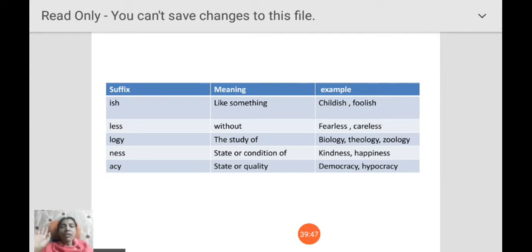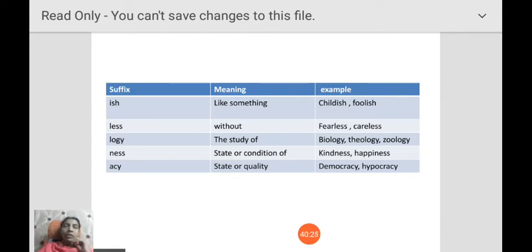Not only these, there are a number of prefixes and suffixes in the English language. So if you know the meaning of these words, you are able to understand the meaning of the word. If you know what a prefix means, what a suffix means, and the root words, then you can easily identify the meaning of the words.